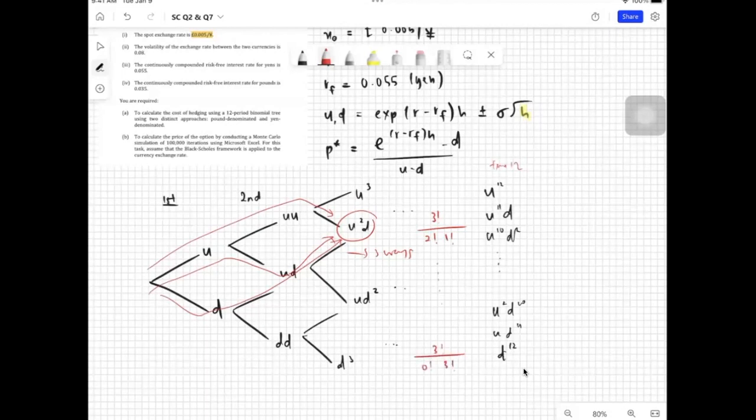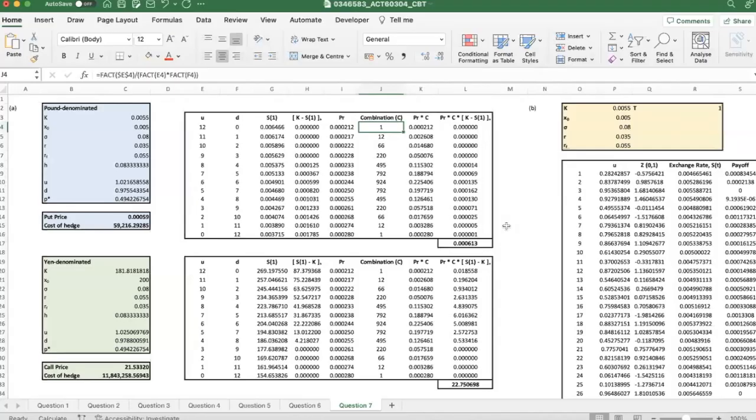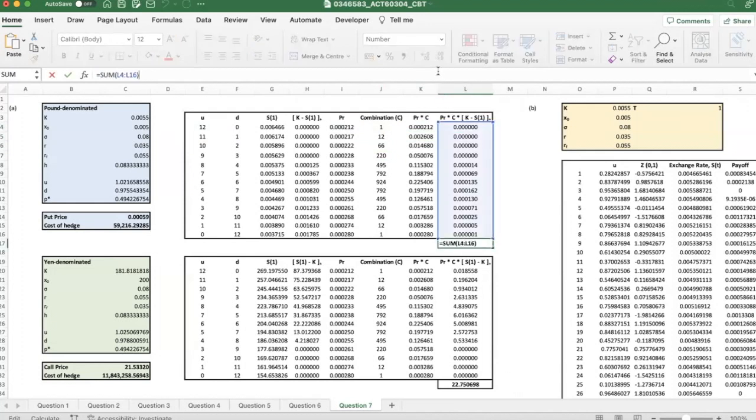Okay, and we will do the same thing for time 12. Doing the same thing for all the way up to time 12, we can compute this using Excel. So for this, you can see it is 12 factorial divided by 11 factorial times 1 factorial. Then moving on, we will multiply the probability and also the combination, the number of ways of it happening, of us exercising the option. And finally, we'll multiply it by the payoff, and we will sum up everything to get the payoff.